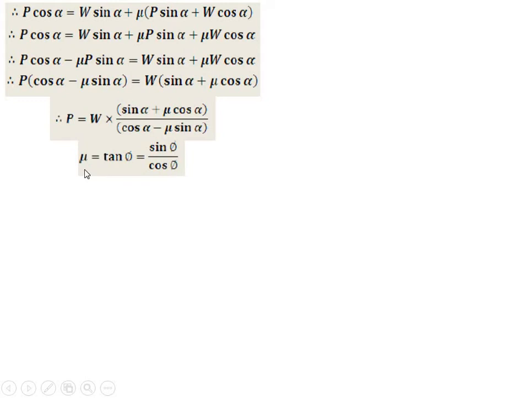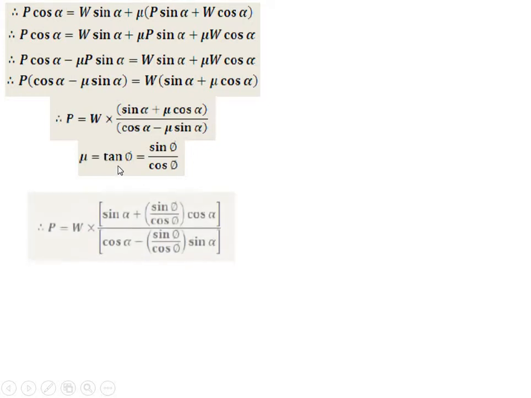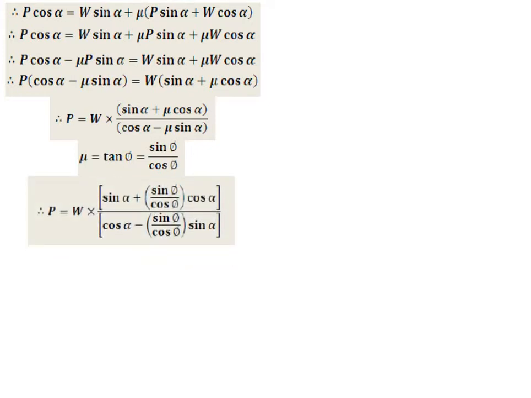So we know mu is equal to tan phi, that is frictional coefficient mu is equal to tan phi. Phi is the friction angle. So tan phi is equal to sin phi upon cos phi. That relation we already know. So just by putting in the above equation, P is equal to W into sin alpha plus mu, mu is what? Sin phi by cos phi into cos alpha divided by cos alpha minus mu sin alpha. Just by putting that mu term over here in this equation, we will get this equation.